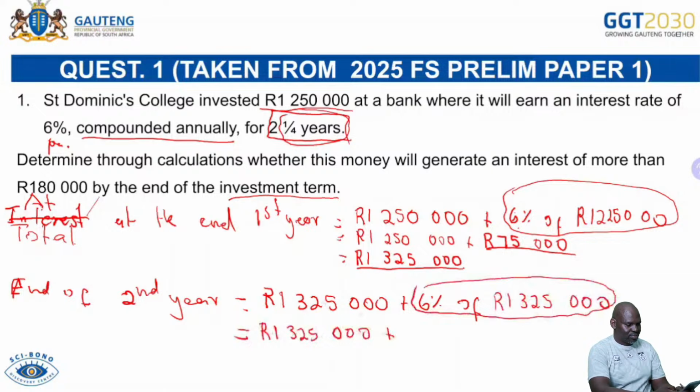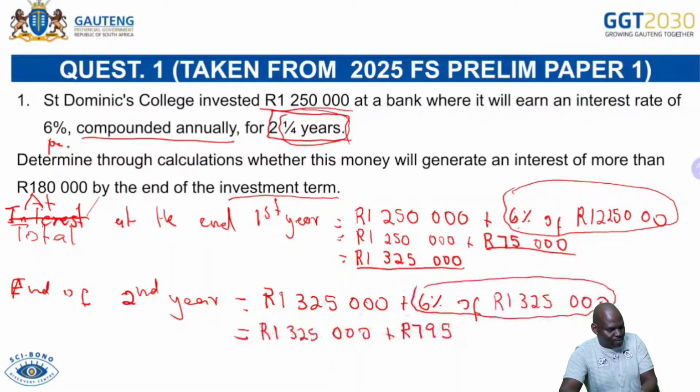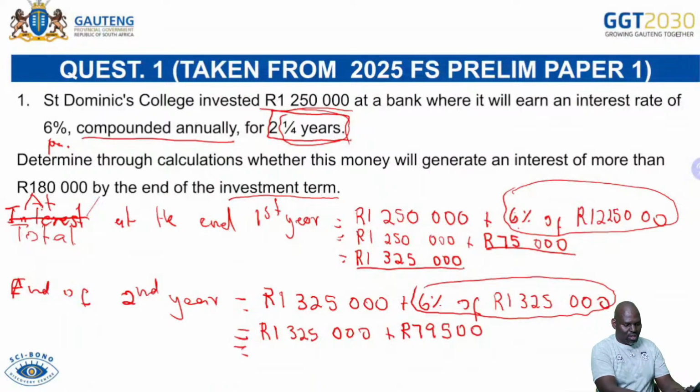So 1,325,000 times 6 divided by 100. Then I get 79,500. So it's 1,325,000 plus 79,500. Then I add them together, and this will give me 1,404,000.